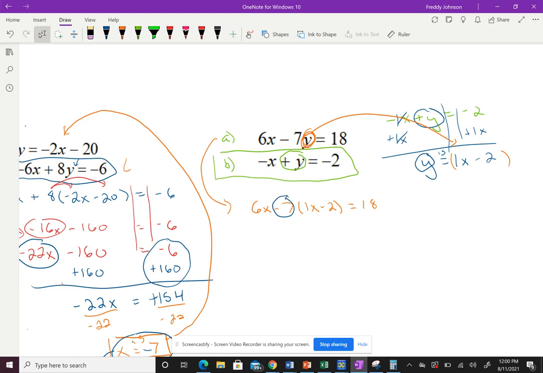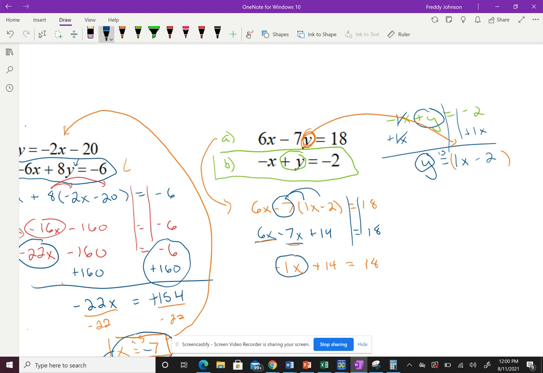So what I'm going to do is take this negative 7 and distribute it. So I'm going to have 6x minus 7x plus 14 equals 18. Okay. I'm going to combine like terms right there. So these are like terms. I'm going to combine them. 6x minus 7x is negative 1x plus 14 equals 18.